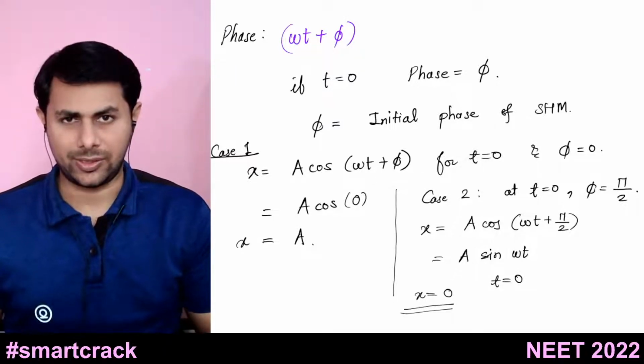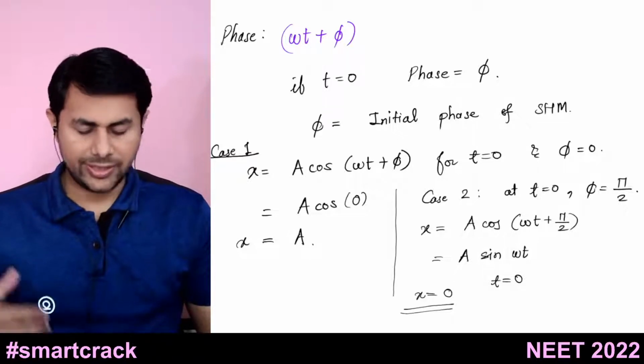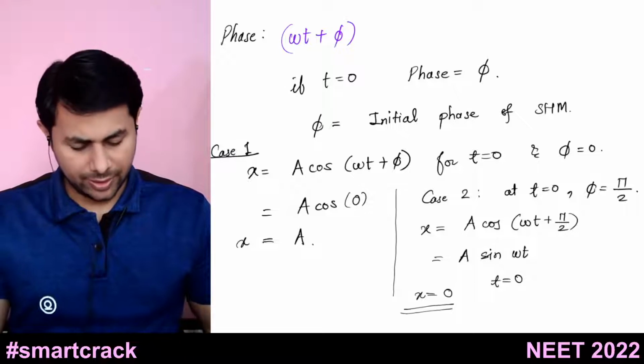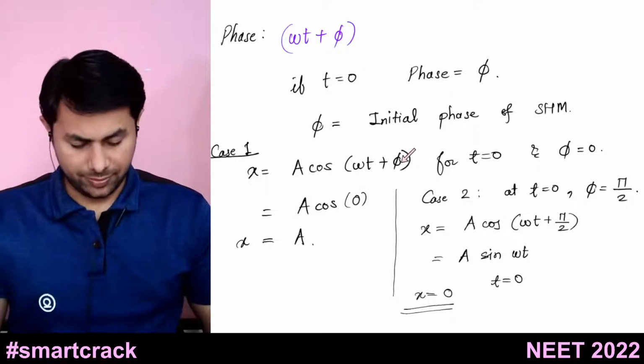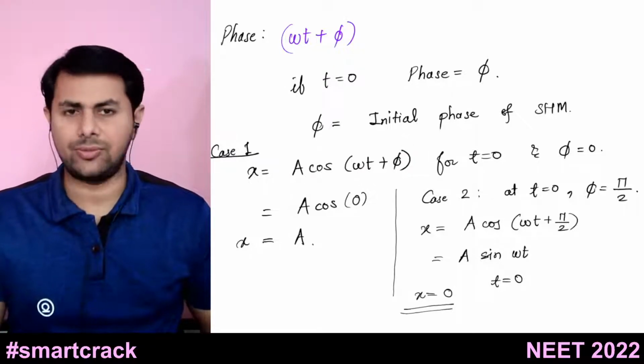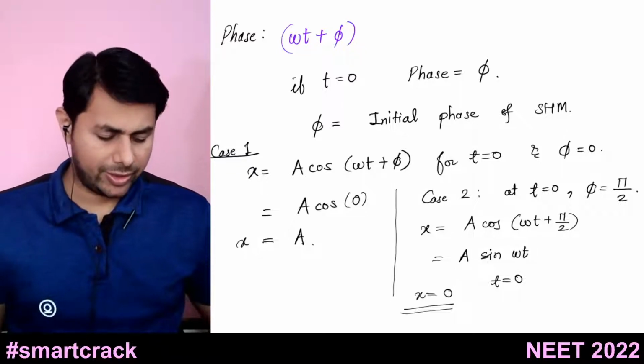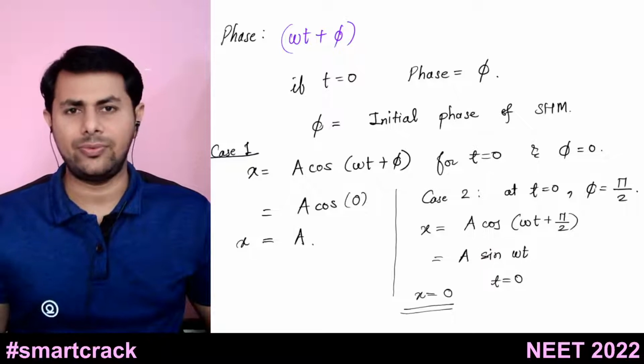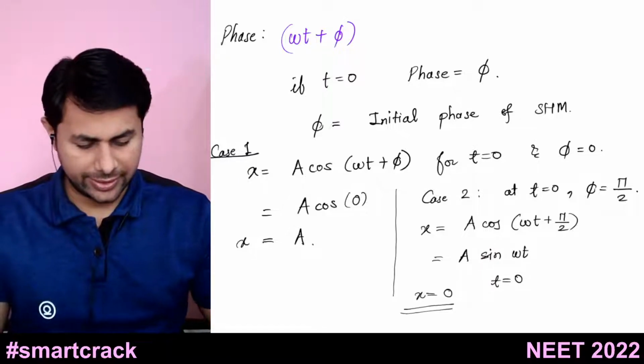So what is the equation of SHM if the particle starts from the extreme position? Substitute phi is equal to 0, then you get a cos omega t. And what is the equation of SHM if it starts from the mean position? Then it is a sine of omega t. So I will write this separately.